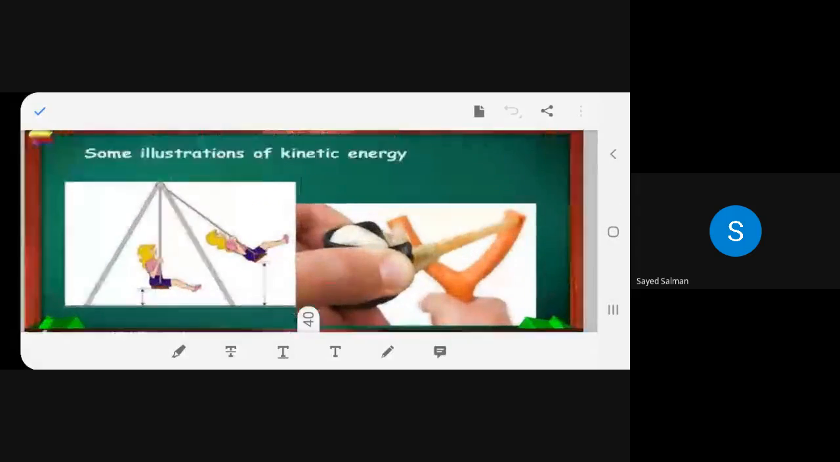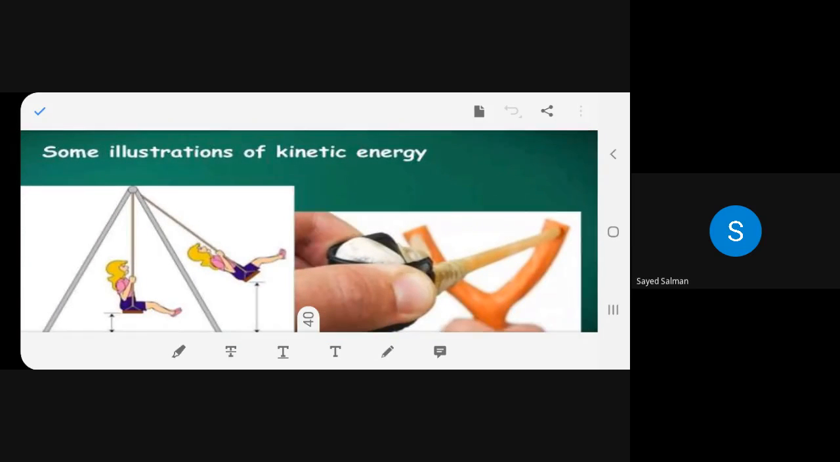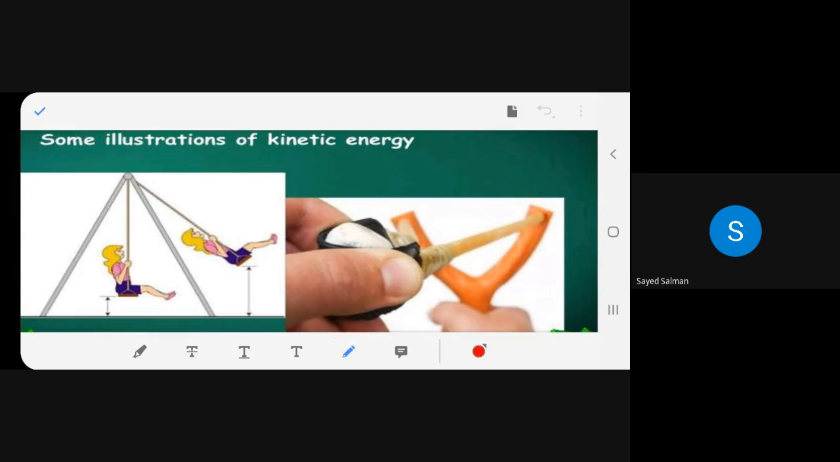Okay. Now let's see the activities of kinetic energy. Now this is a swing. A girl is swinging. Can you see this? This is in motion. So which energy are we talking about? Kinetic energy. Now you know this, what is it called? It's a type of boomerang, isn't it? In Hindi, we call it gulel, isn't it?